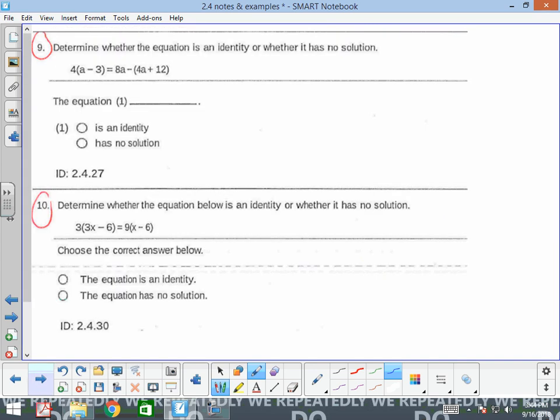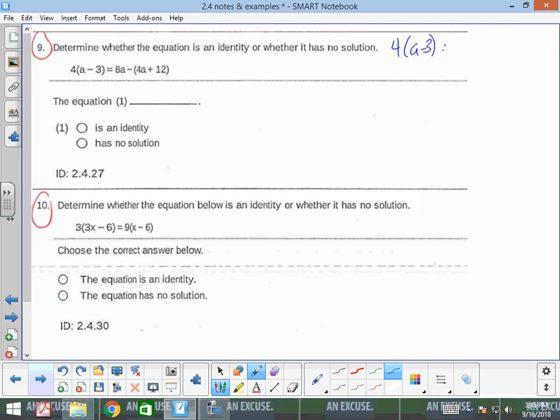Number 9, another problem where we have to do the distributive property. Again, write the problem.